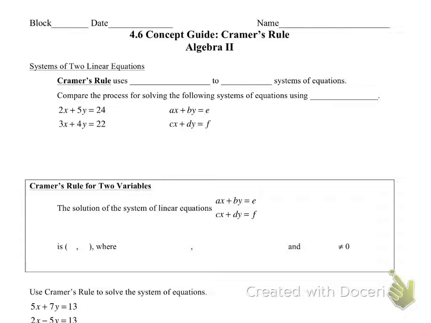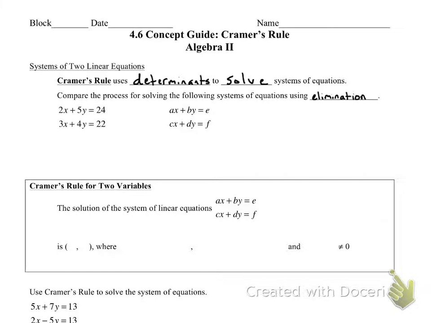4-6 concept guide, chapter 4, section 6. We're doing Cramer's rule. All right. Cramer's rule is another way to solve equations. First, we're going to start with a system of two linear equations. Cramer's rule uses determinants to solve systems of equations.